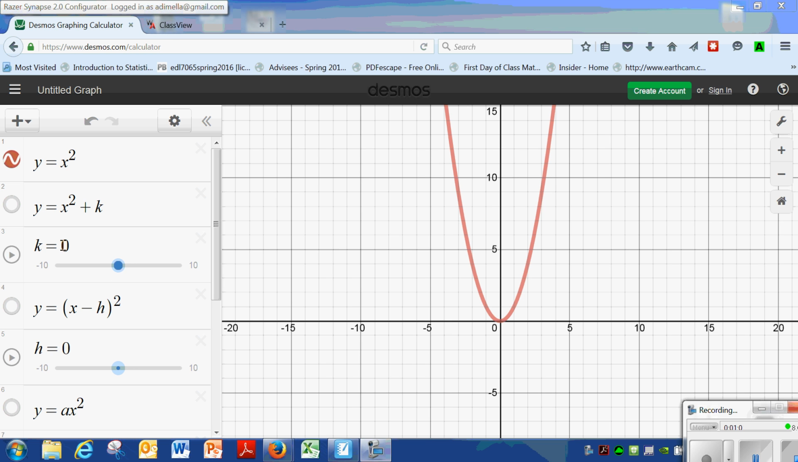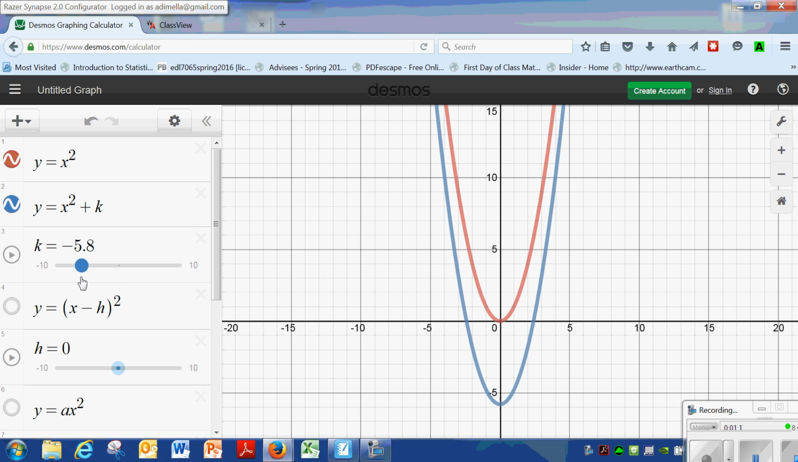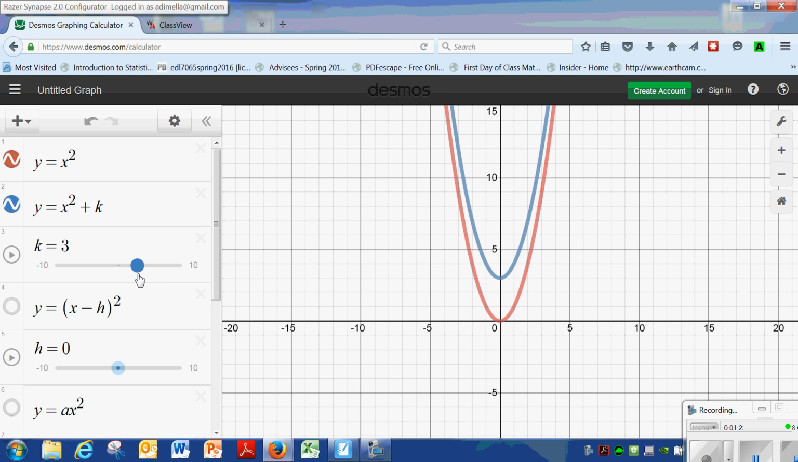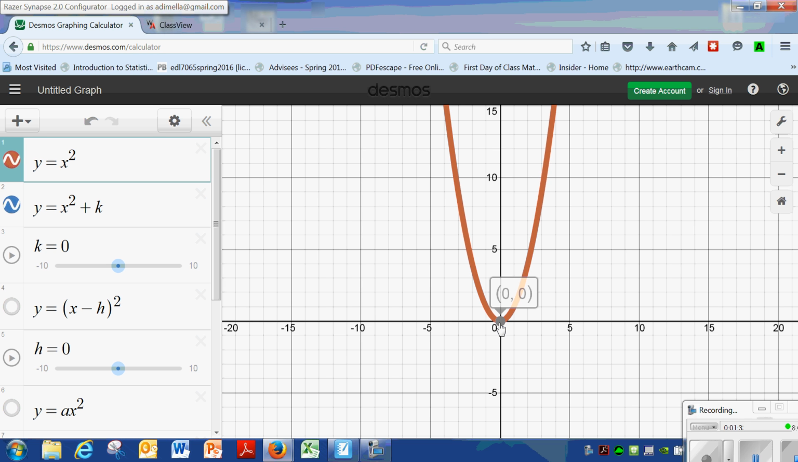Right now, when k is 0, you can see that the blue and the red overlap. But as I make k a positive value, it's going to travel its way up the y-axis, and when it's negative, it's going to head down the y-axis. That value of k is going to go the way that you think it would go. And so when you are looking to move functions, think about grabbing the y-intercept and dragging that up or down depending on the value of k.